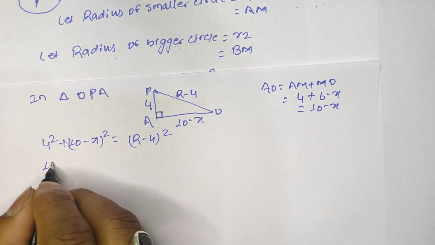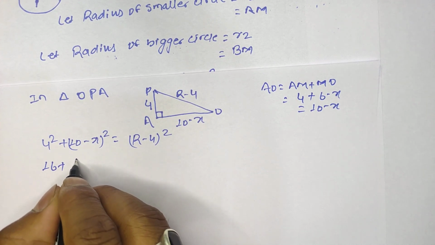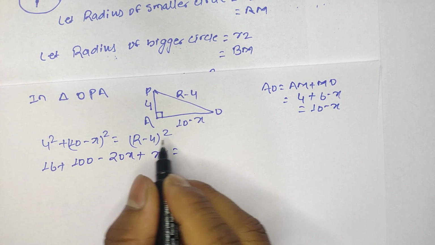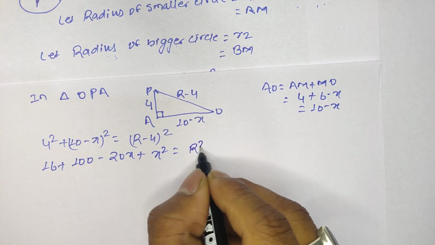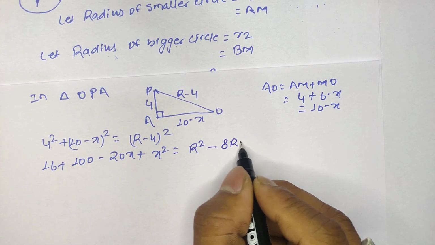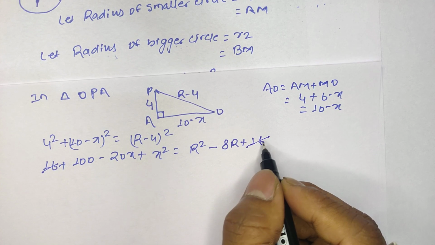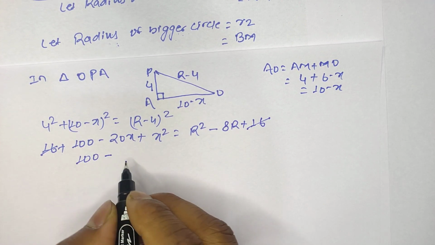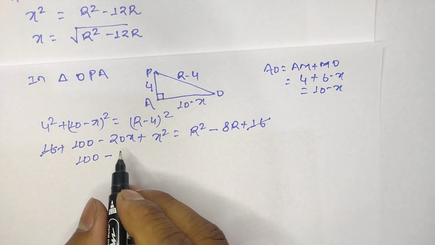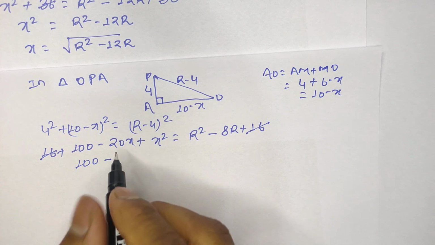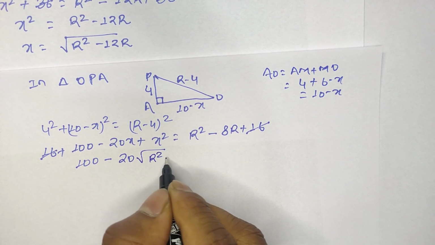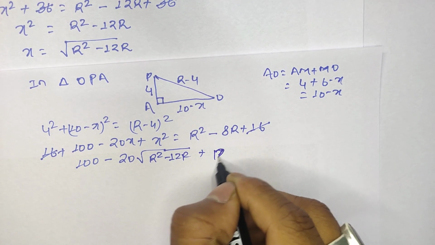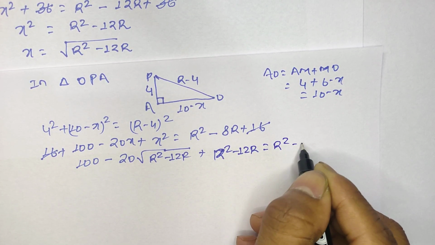So 4 power 2 is 16, plus (10 minus x) whole power 2 in the form of (a minus b) whole power 2. So a power 2 is 100, minus 2 times 10 times x, which is 20x, plus x power 2, equals (r minus 4) whole power 2, again in the form of (a minus b) whole power 2. So r power 2 minus 2 times r times 4, which is 8r, plus 4 power 2, which is 16. Here we can cancel 16 and 16. Then, as you know, the value of x we found in the previous equation, x equals the square root of r power 2 minus 12r. So you can put 20 times the square root of r power 2 minus 12r, and the value of x power 2 is r power 2 minus 12r. So you can put r power 2 minus 12r equals r power 2 minus 8r.